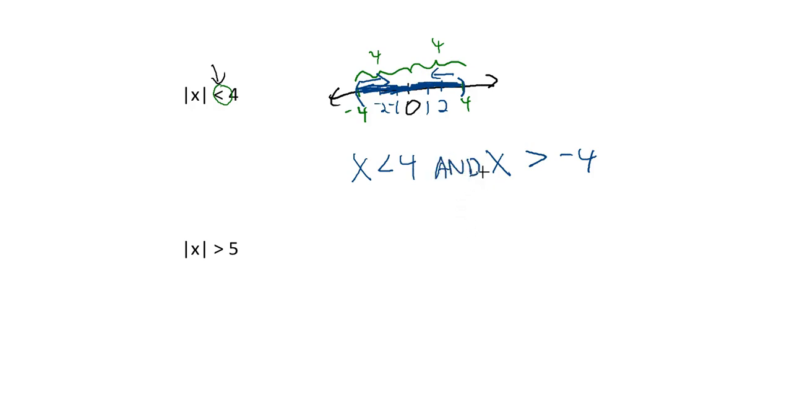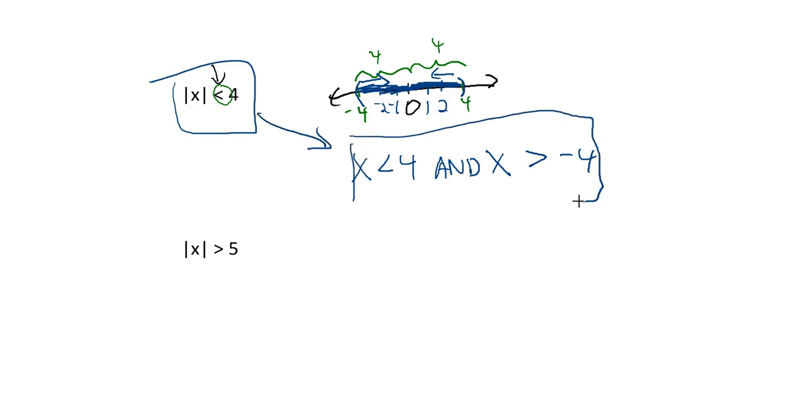So it actually becomes a compound inequality like we saw in the previous section in 1.5. Right? So this absolute value inequality becomes this compound inequality. And that's how we're going to handle these absolute value inequalities: we are going to translate them into compound inequalities and then figure out the solution from there.